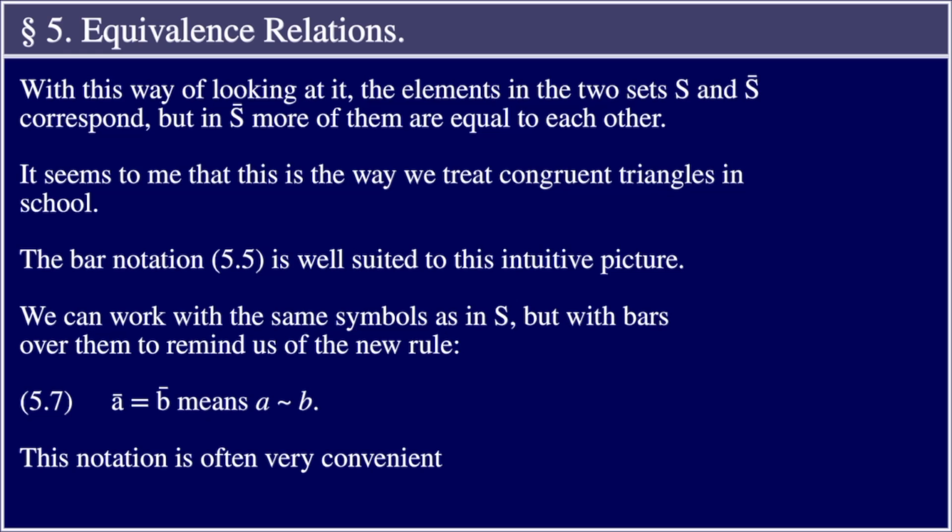The bar notation 5.5 is well suited to this intuitive picture. We can work with the same symbols as in S, but with bars over them to remind us of the new rule. 5.7. A bar equals B bar means A is equivalent to B. This notation is often very convenient.